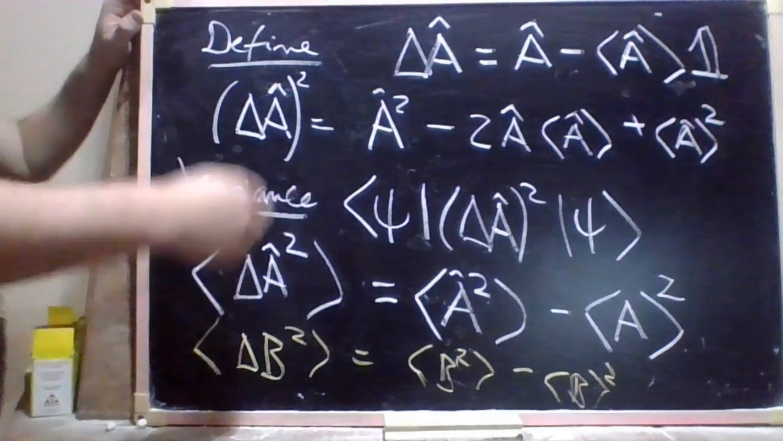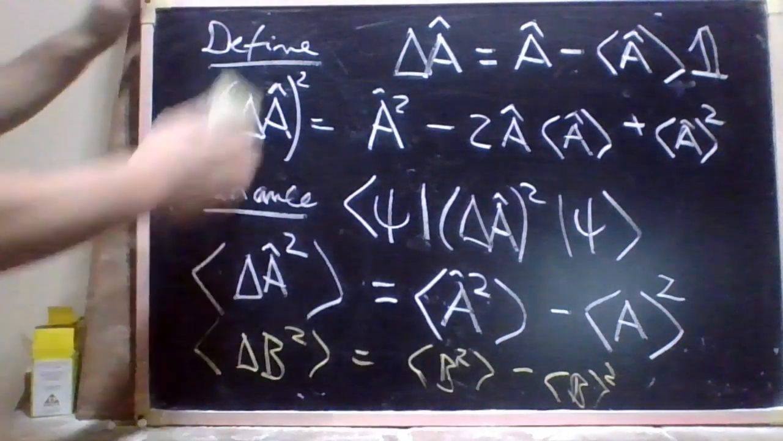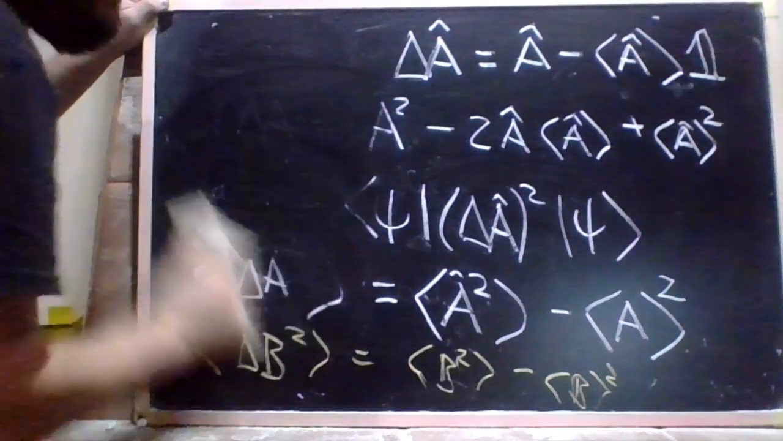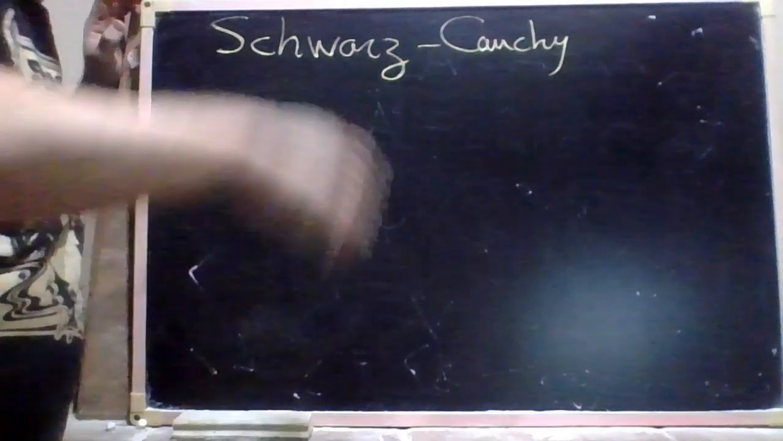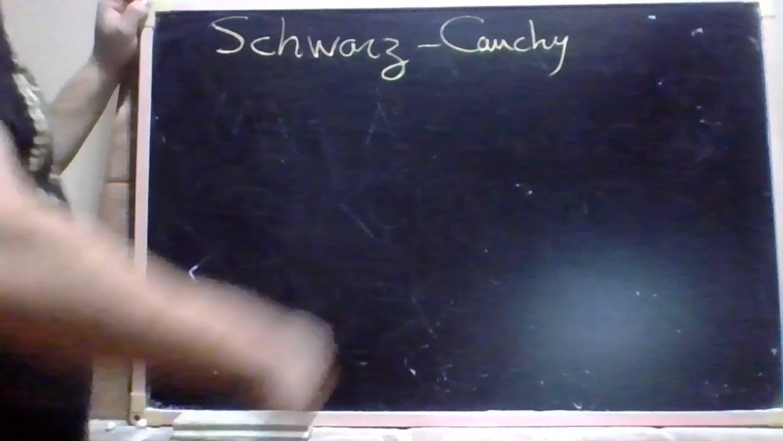Okay, and now we can use an identity which is due to Schwarz and Cauchy. And there is another guy, I don't remember the name. It's Schwarz-Cauchy or Cauchy-Schwarz inequality.